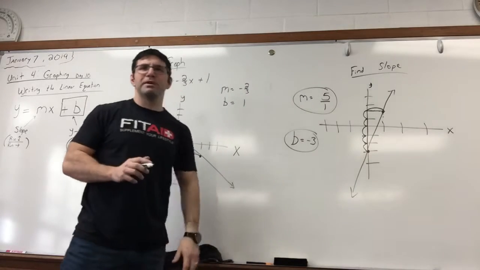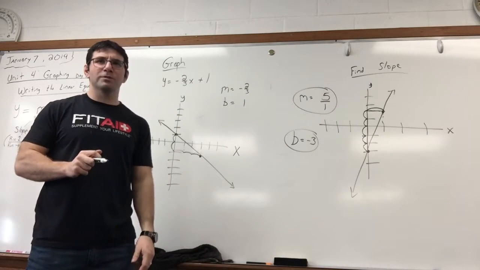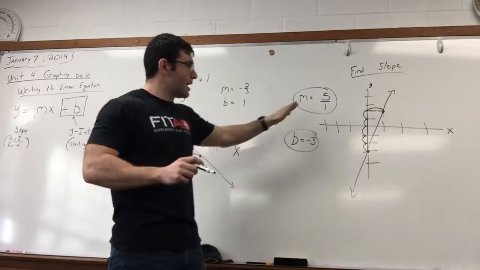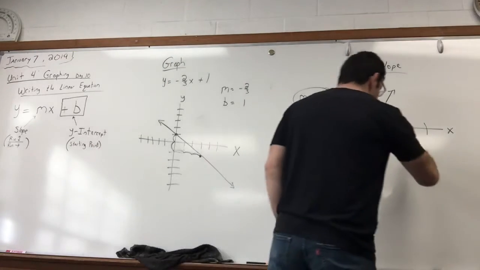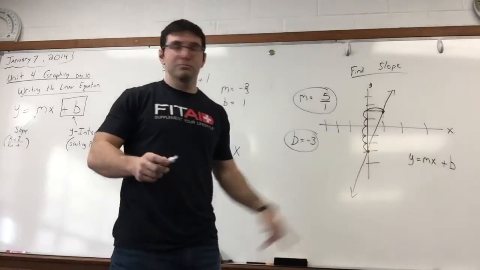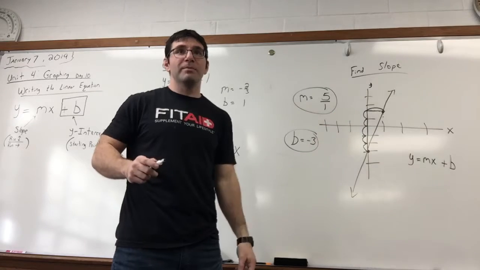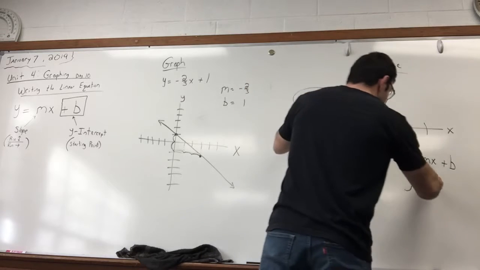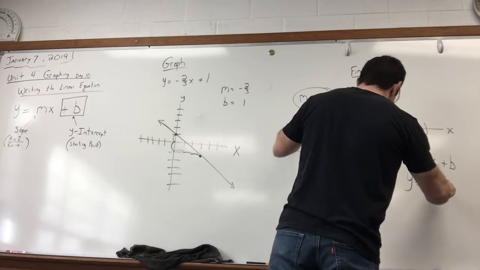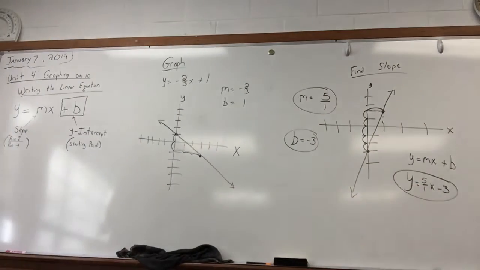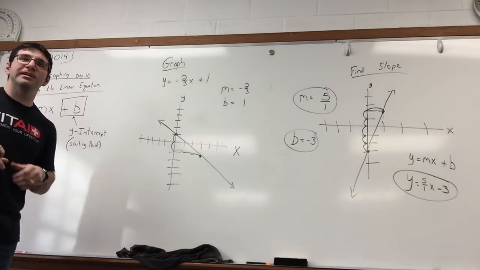So I've got M, I've got B. Could I write an equation for this line? You're nodding. We found the slope by counting. We know the y-intercept because it crosses the y-axis. So I could write y equals mx plus b. That's slope-intercept form, right? Can we substitute m and b? So the equation for this line is y equals 5/1 x minus 3. When we're writing the equation of a line, we need 2 things and only 2 things.